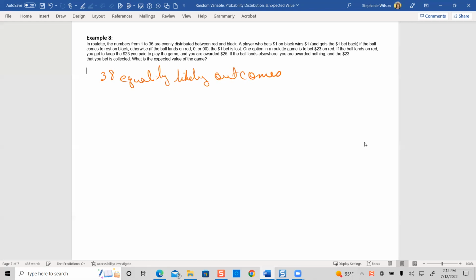Okay, so now to win, the ball must land on a red compartment. To determine the number of outcomes for winning, there are 18 red compartments. So there are 18 outcomes for winning.